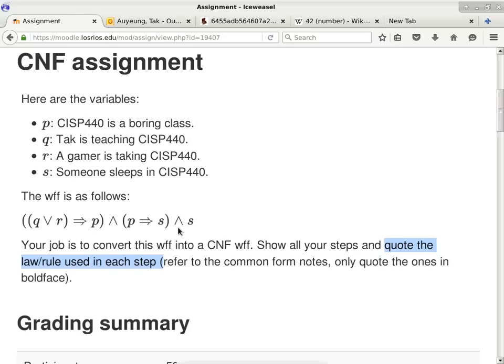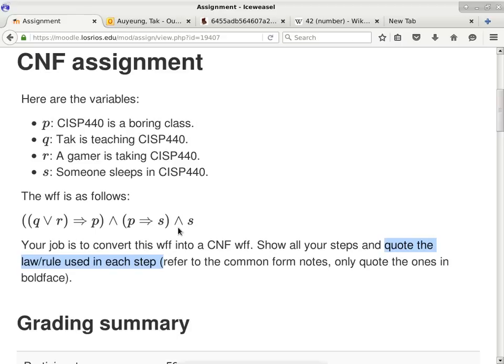Yes? When you say law or rule, that's all the axioms we have, not just axioms? Not the axioms. There are specific rules that you use to convert something into a CNF. So we'll talk about those rules. But that's a good question. I'll explain to you what you need to quote and what you do not need to quote.